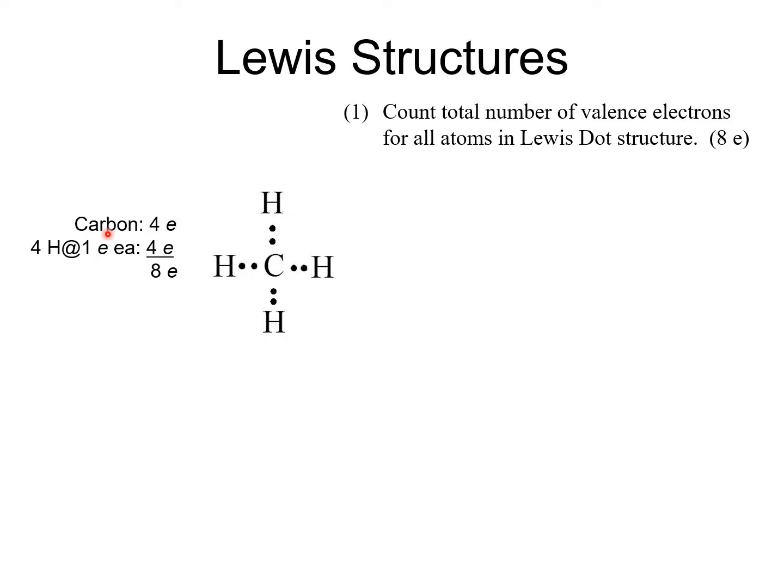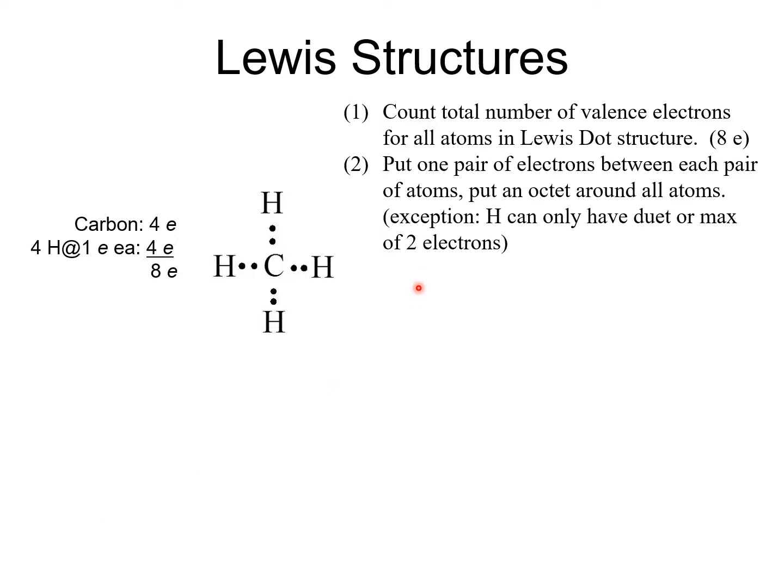Carbon is in group 4, so it has 4 valence electrons. There are 4 hydrogens, and each of the hydrogens has 1 electron. Why does each hydrogen have 1 electron? Because hydrogen is in group 1. So it has 4 electrons from the hydrogens, 4 electrons from the carbon. You add them together, you get a total of 8 electrons. So you added up the total number of valence electrons for all atoms in the Lewis dot structure.